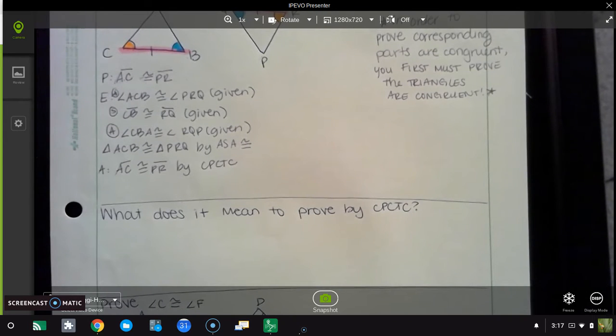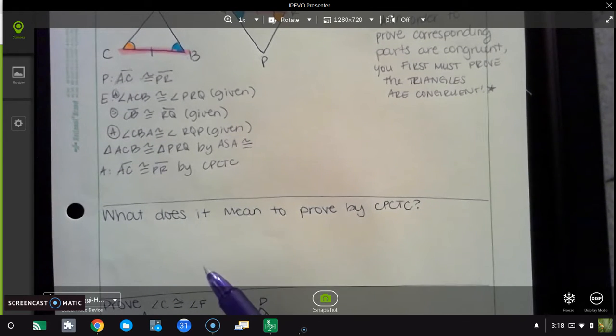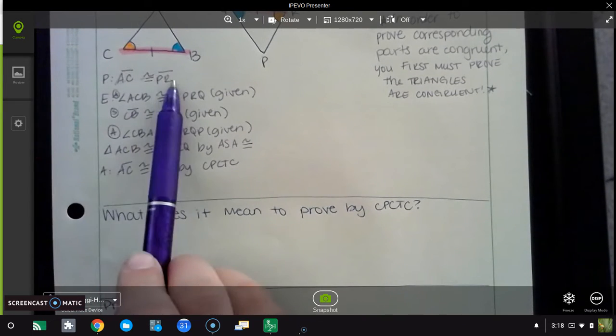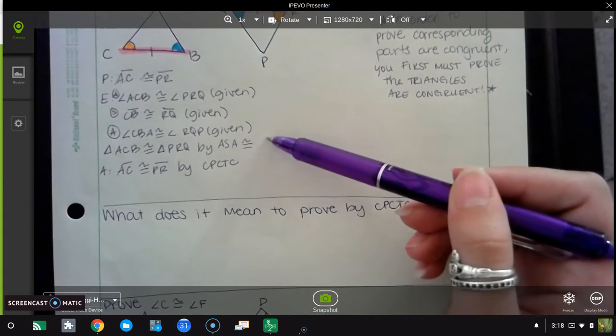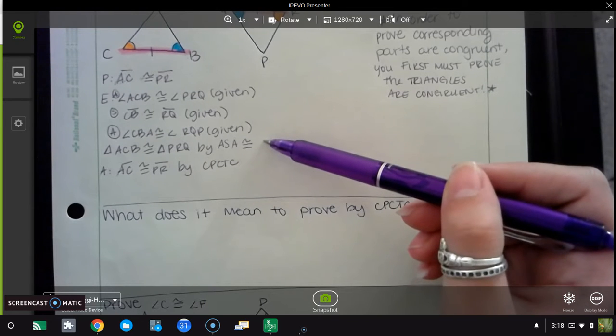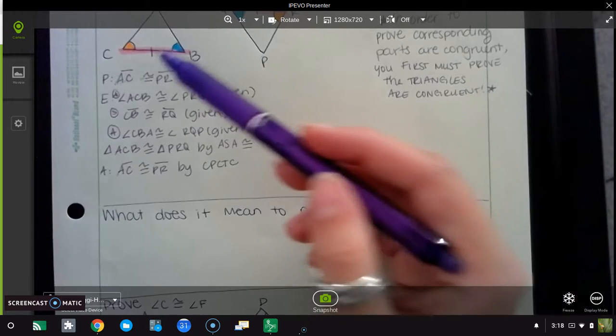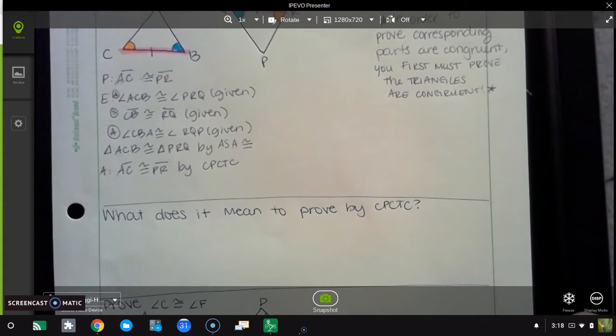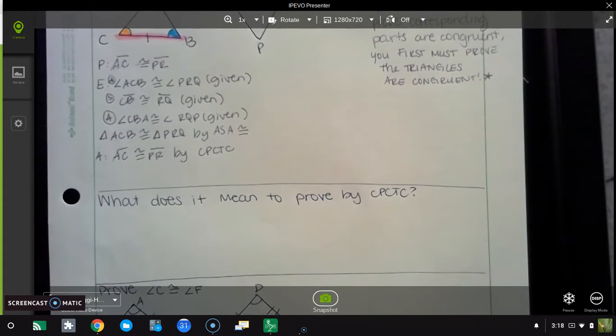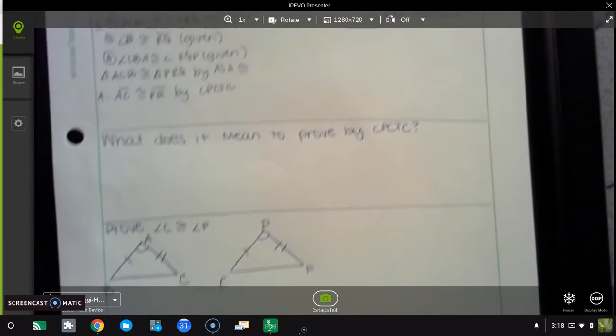If it was me writing this, I would say, first, I need to identify what I'm trying to prove. So that was this guy. Then I would say the bulk of my proof is going to be proving that my triangles are congruent, so that for my analysis, I can prove that my two parts are congruent. Please put this in your own words and then come back and do some more proofs.